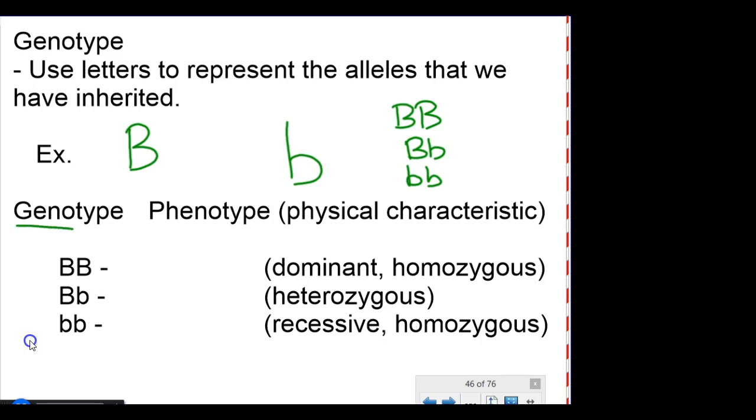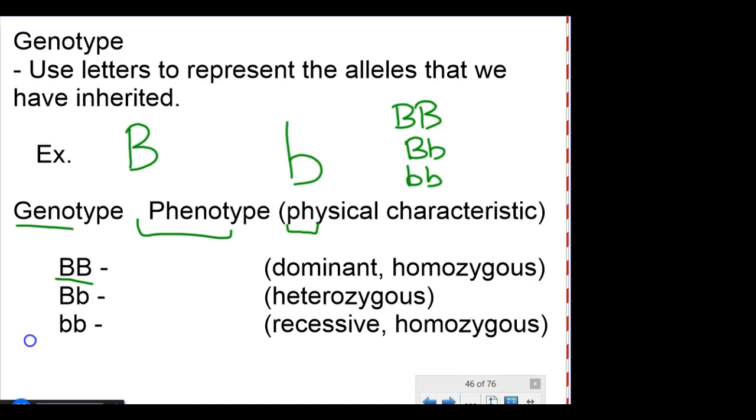So genotype is the letters. Please realize that if you were to zoom into your DNA strand, you're not going to see B's and T's and R's to represent genes. This is just our way to communicate allele inheritance. When we're asked for a phenotype, we're being asked, what does it look like? What is the physical characteristic that individual has?